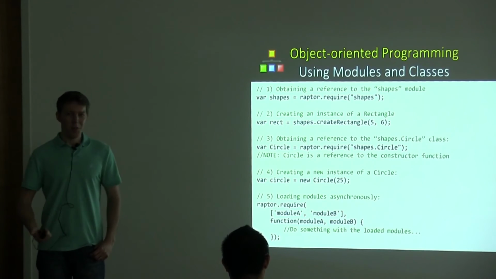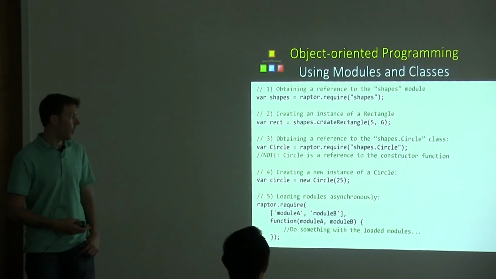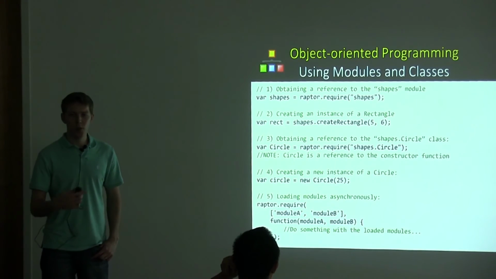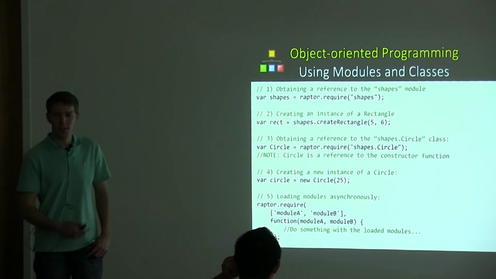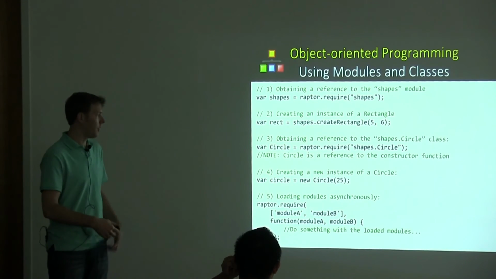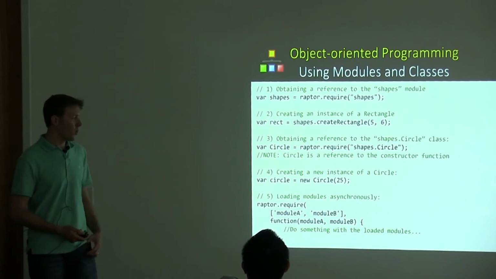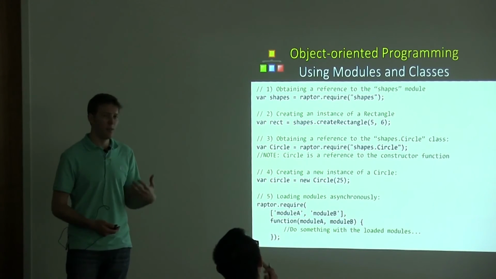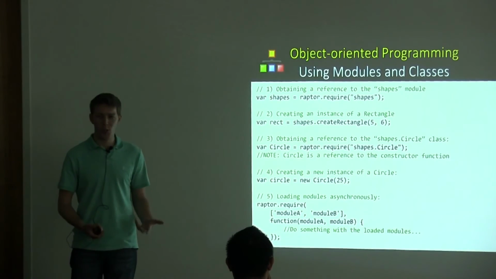But if you don't like that approach, you can still use the new keyword to create your classes. You can call raptor.require and pass in the class name. It'll do the same thing: resolve the actual reference to the class constructor function. If it doesn't find it, you'll get an error, but typically it finds it and returns the actual constructor function. Once you have a reference to the constructor function, you can use the new keyword to say circle equals new circle, exactly as you would in normal JavaScript. So it doesn't try to change your coding style too much.